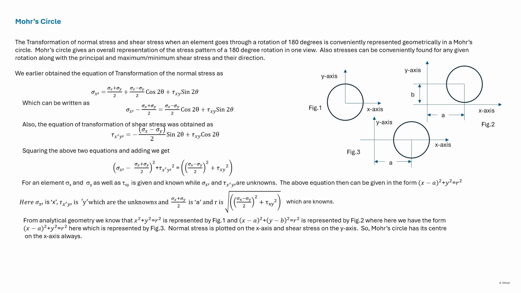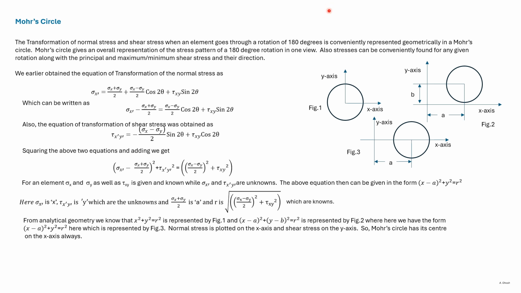We earlier mentioned that if an element is rotated by an angle theta in the counterclockwise direction, then the stresses in the rotated element can be found using algebraic methods or geometric methods. We have discussed the algebraic method, and found expressions for sigma x dash, sigma y dash, and tau x dash y dash. We'll now look at Mohr's circle, which gives the geometric procedure.